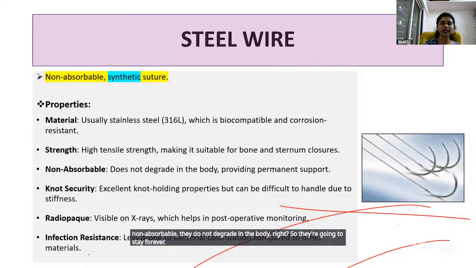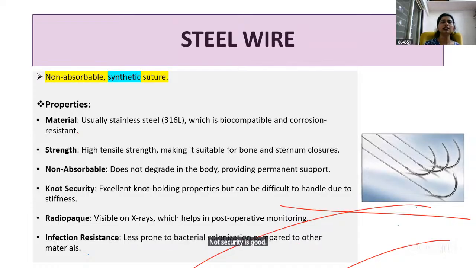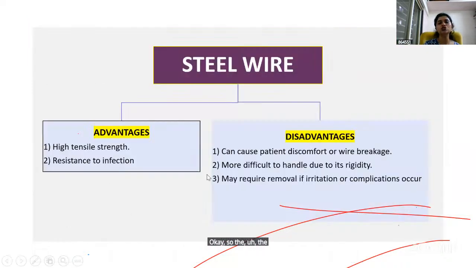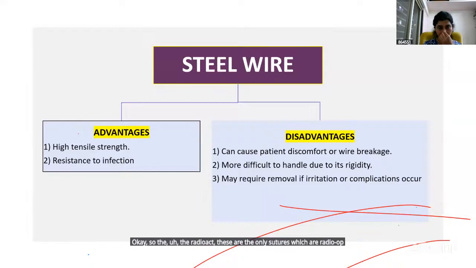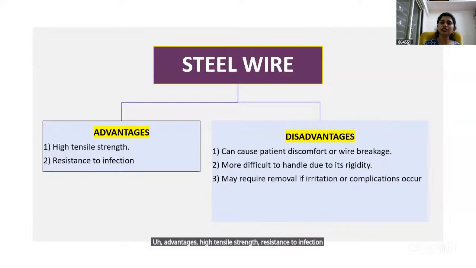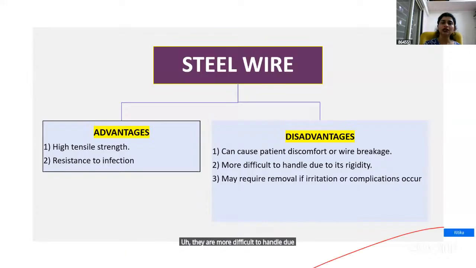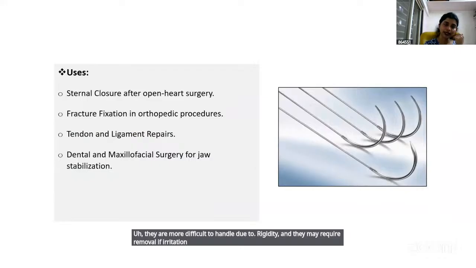Knot security is good, although it becomes a little difficult to tie knots for these sutures. But once secured, the knot will never come out. These are the only sutures which are radiopaque. Advantages: high tensile strength, resistance to infection. Disadvantages: patient discomfort, and wire breakage chances are more. They are more difficult to handle due to rigidity and may require removal if irritation or complications occur.